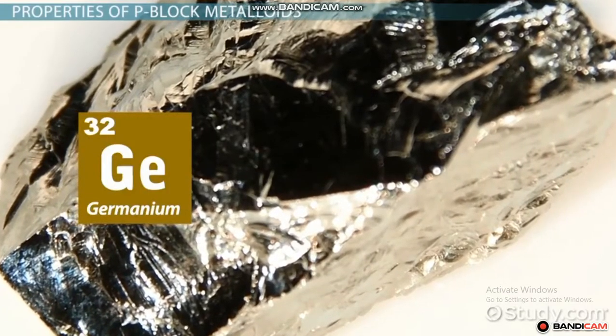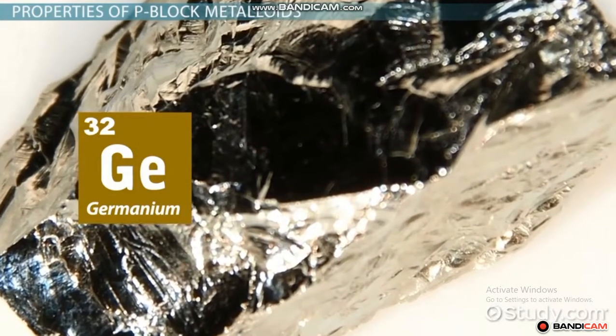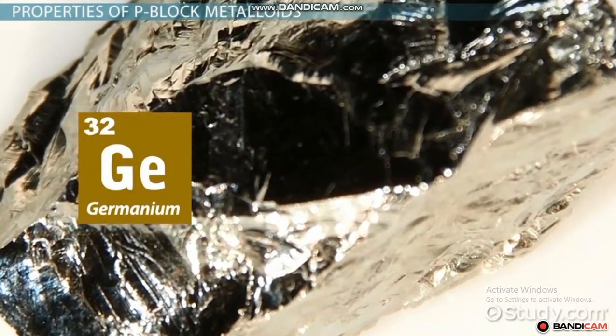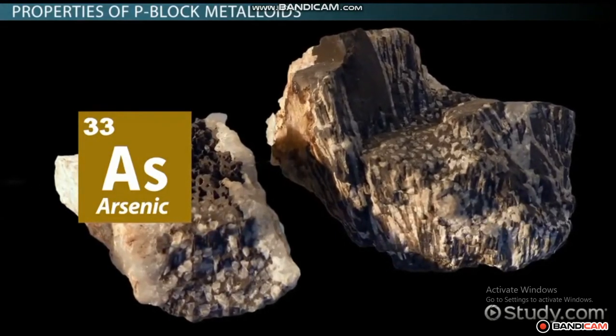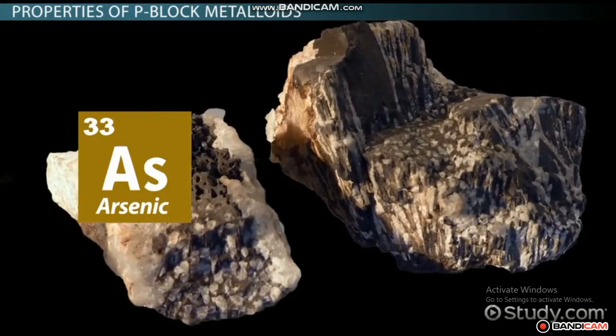Germanium has properties very similar to silicon, yet this element is much more rare. Arsenic is a toxic metalloid that has been used throughout history as an additive to metal alloys, paints, and even makeup.